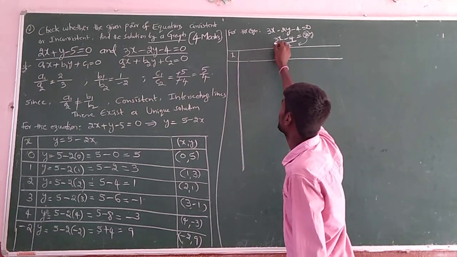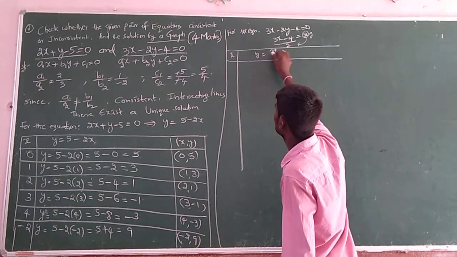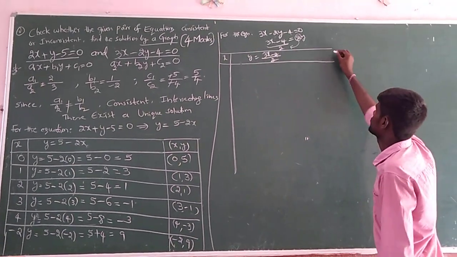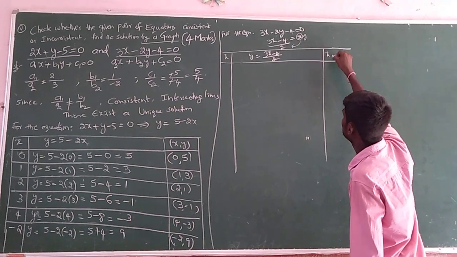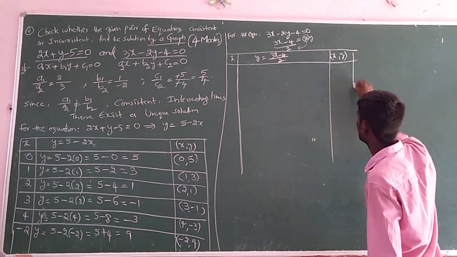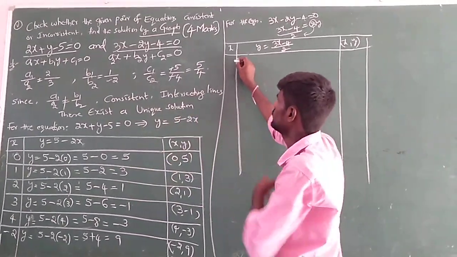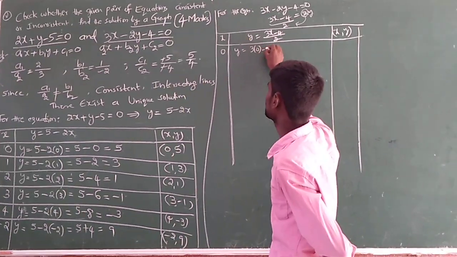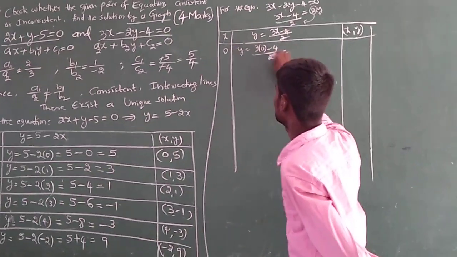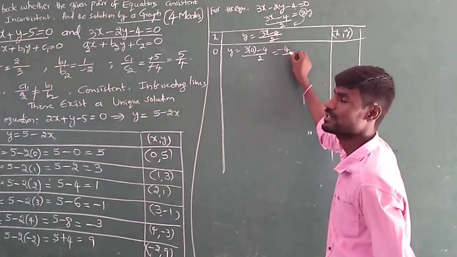Then y equals (3x minus 4) divided by 2. After that, you need to take x, y table, meaning points. You may take the same table values, or you may take them randomly. Suppose x equals 0, y equals (3 of 0 minus 4) by 2. 3 of 0 is 0, 0 minus 4, minus 4 by 2.